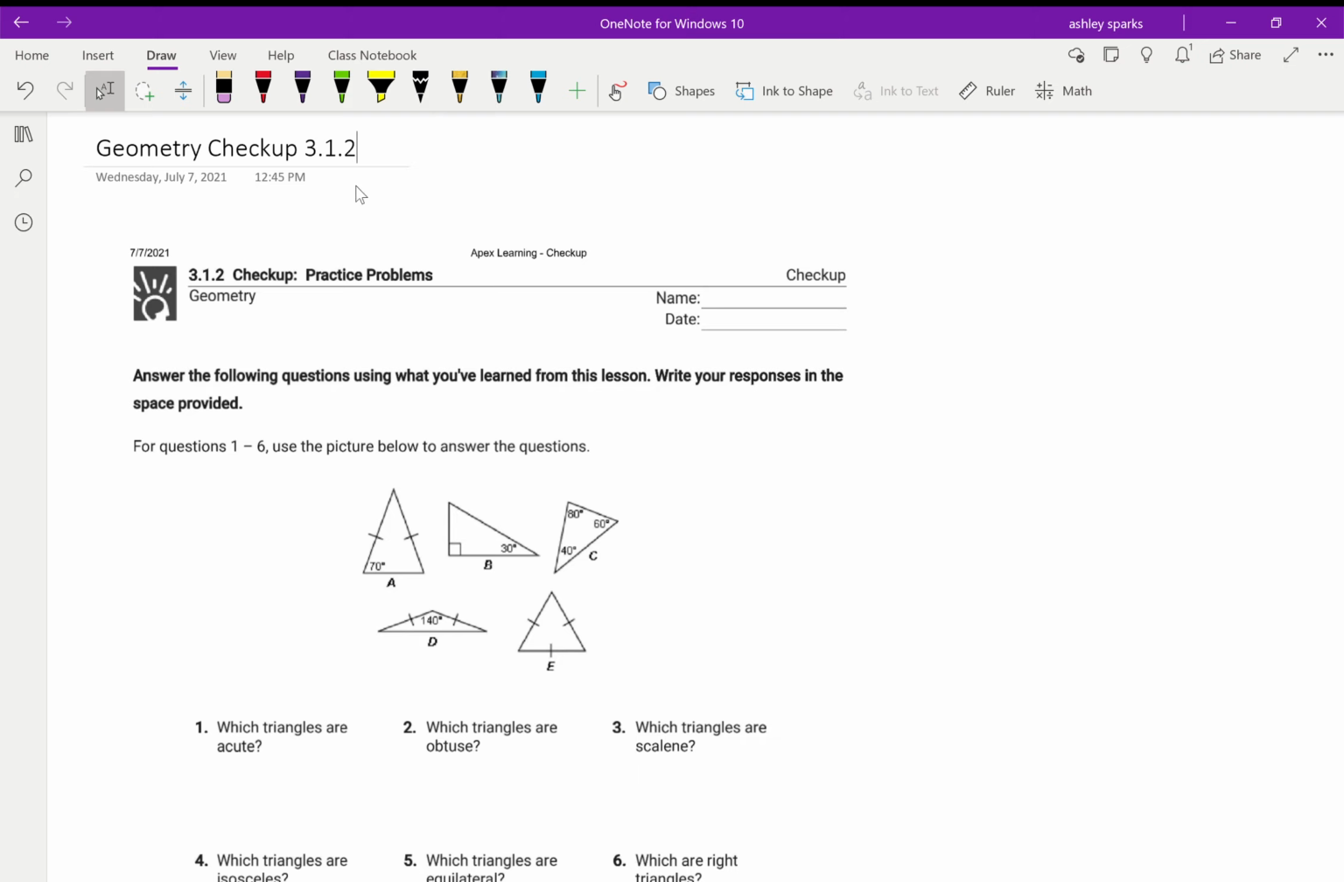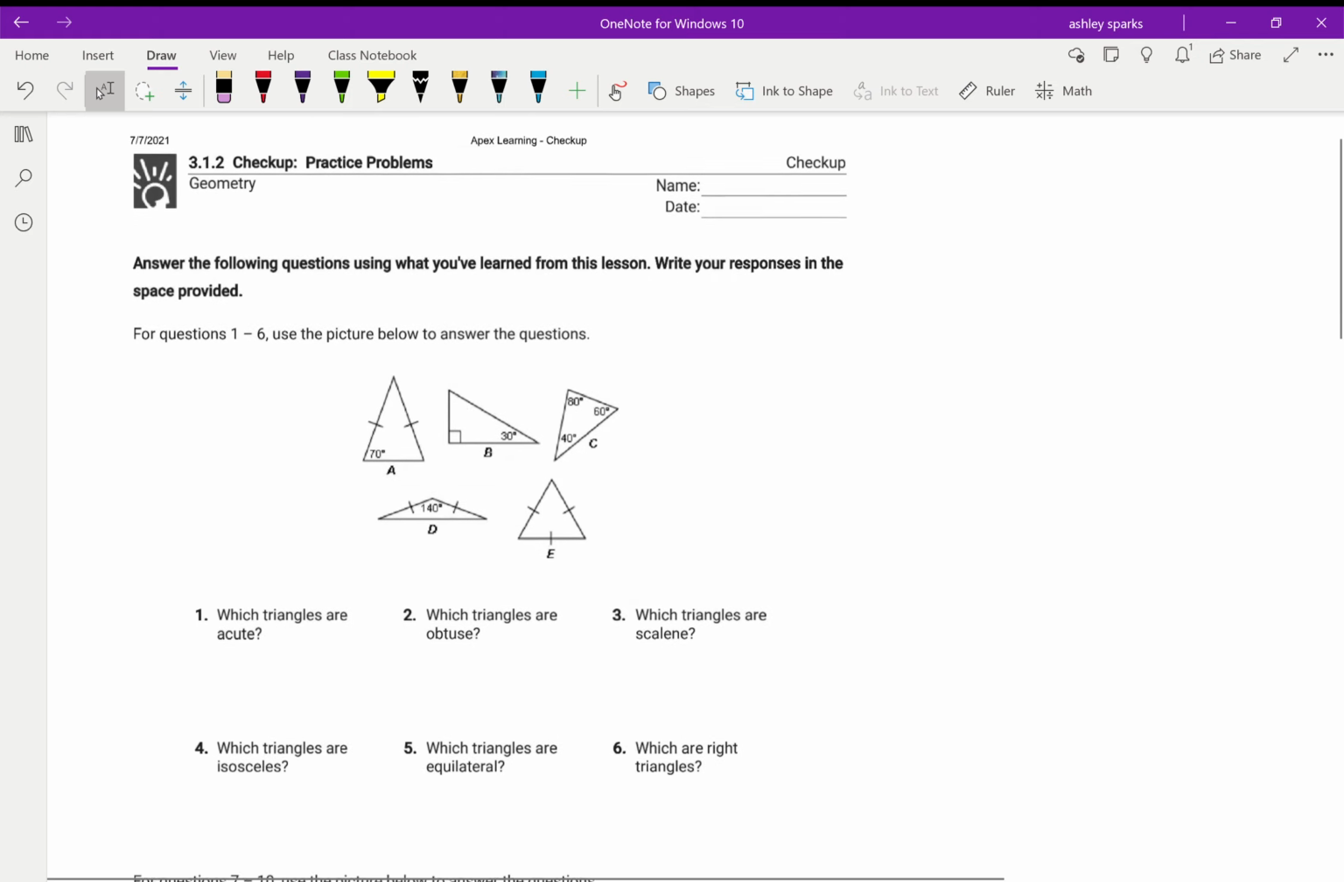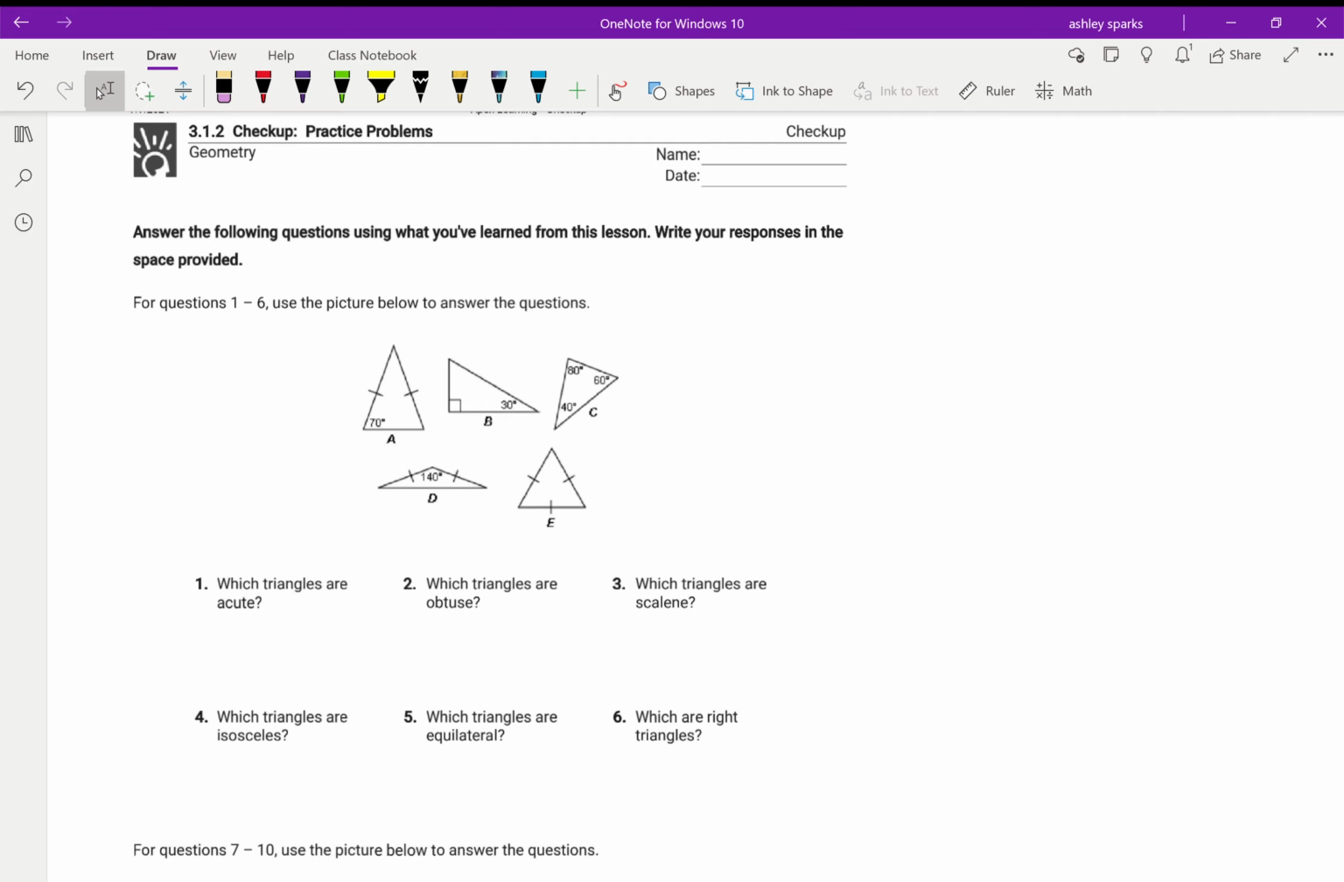So this unit we're going to start talking about triangles and all of their different parts. For the first ones we have a set of triangles here. This is 3.1.2. We have A, B, C, D, and E triangles, and there are different kinds of triangles going on here, and we're just asked different questions. So the first one asks about acute triangles.